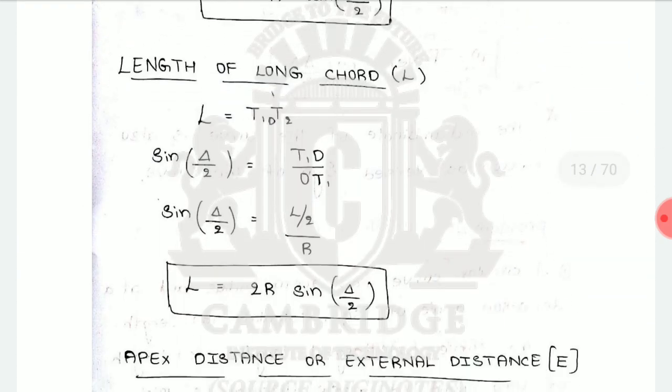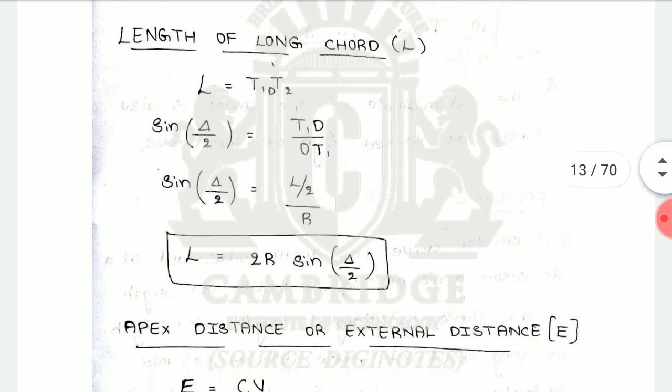Sine delta by 2 is T1D by OT1. T1D is nothing but half of your chord length, L by 2, by R. So L I can write as 2R into sine delta by 2.